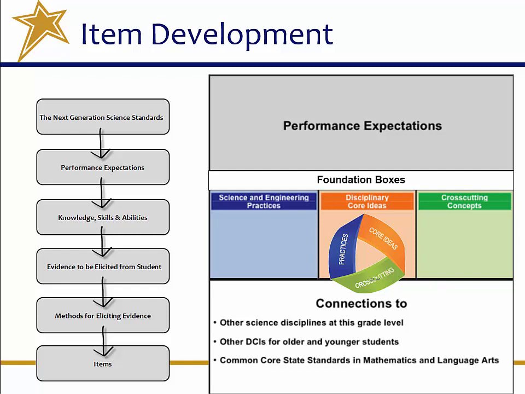The fourth step in the process is to define the evidence to be elicited from the student. What types of information can we collect from students that allow educators to say something meaningful about the student's achievement? In what ways can students show that they know and/or are able to do what is expected of the claim? Next, what are the methods for eliciting evidence? What item types and formats elicit this evidence to support these claims? The final aspect of evidence-centered design is to develop items.